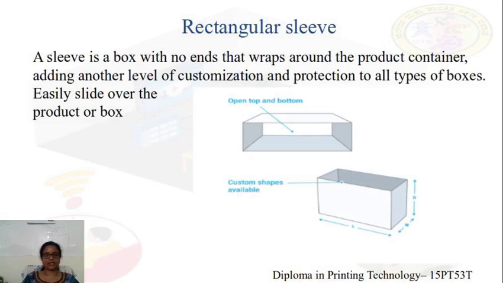Firstly, we will be studying the first carton style, that is the rectangular sleeve. This rectangular sleeve is a box that has no ends, that wraps around the product or the container.